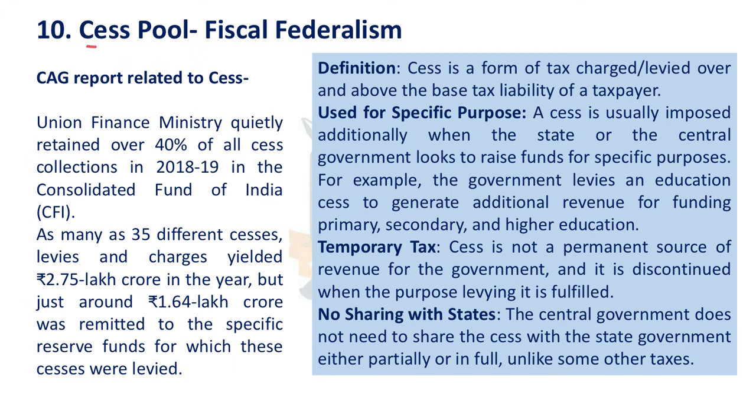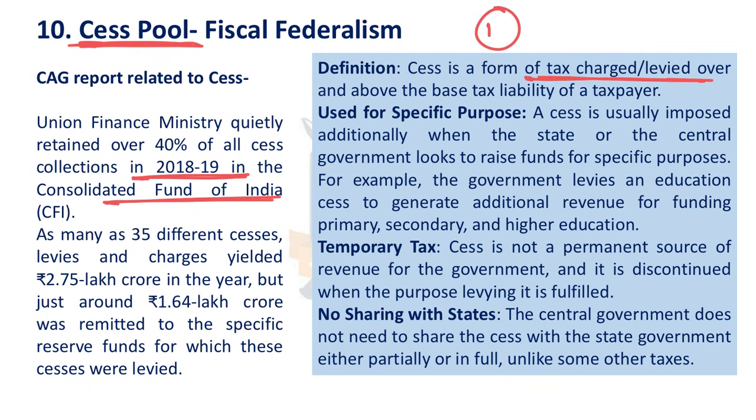Next issue is cess pool and fiscal federalism. Recently, CAG has submitted a report of cess collections in 2018 to 19. Cess collections are added to the Consolidated Fund of India. First of all, cess is an additional tax paid by the taxpayer over the tax paid.